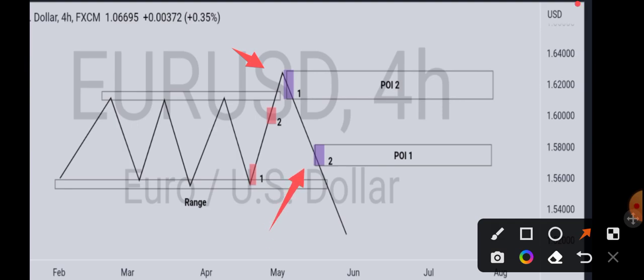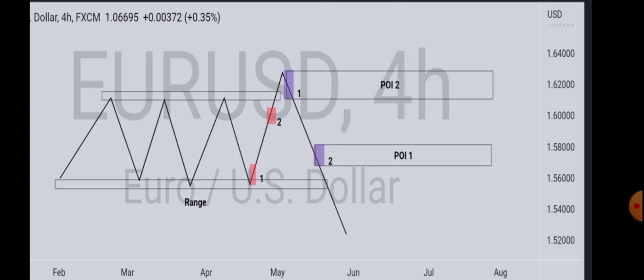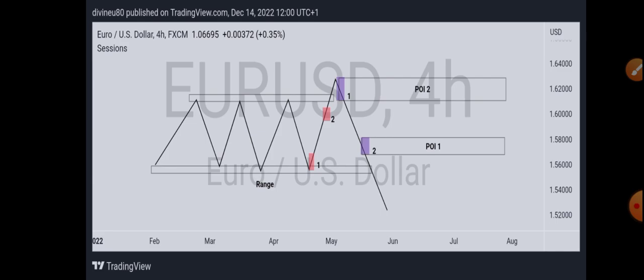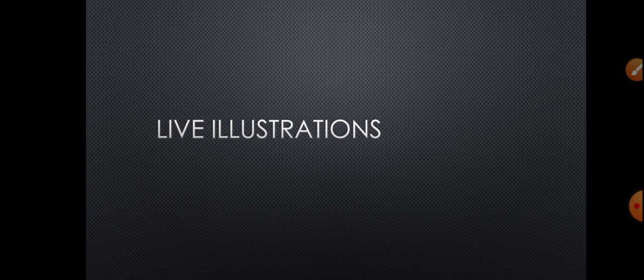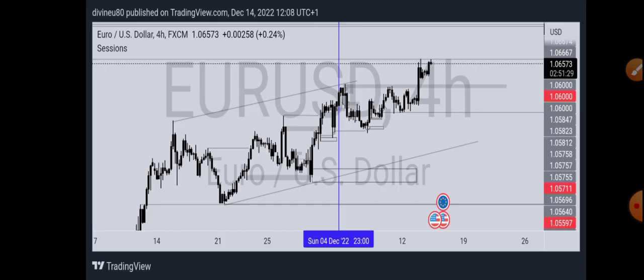Because sometimes you can see price comes here but fails to break this demand and continue upwards. So these are the two real supply and demand zones. It's not really about candlesticks. It's not about where you have bullish engulfing or bearish engulfing. These are the two real ones. I don't know if I'm explaining this well, but I know that with time you are going to get it more clearly. So for the live illustration, let's see.